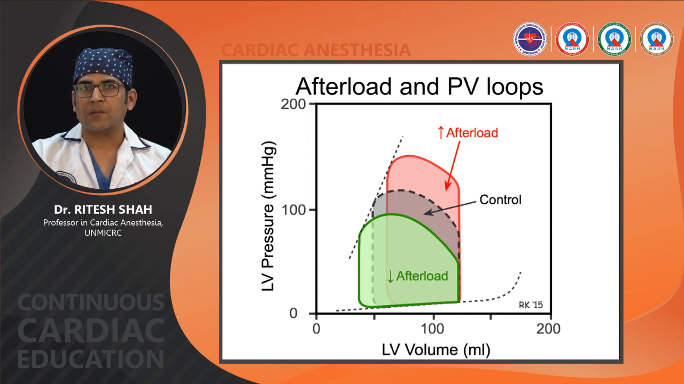Exactly the opposite happens when afterload gets reduced. As afterload is reduced, the LV has to work less to eject the blood, and because of that end systolic volume reduces, and as end systolic pressure and end systolic volume reduce, stroke volume increases.